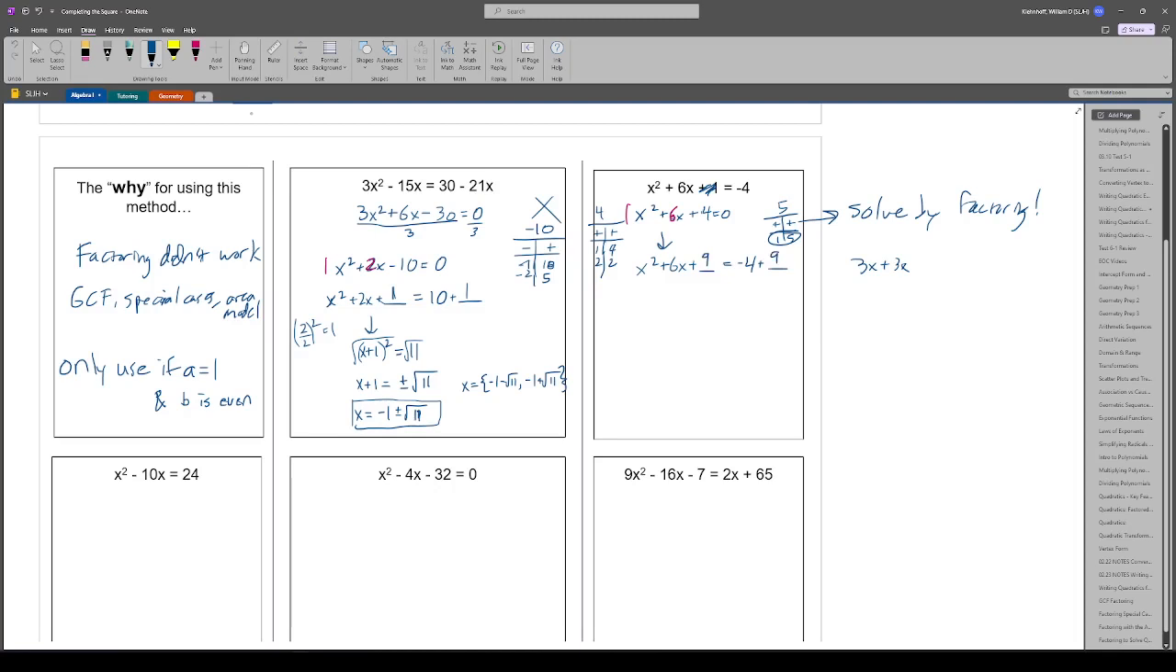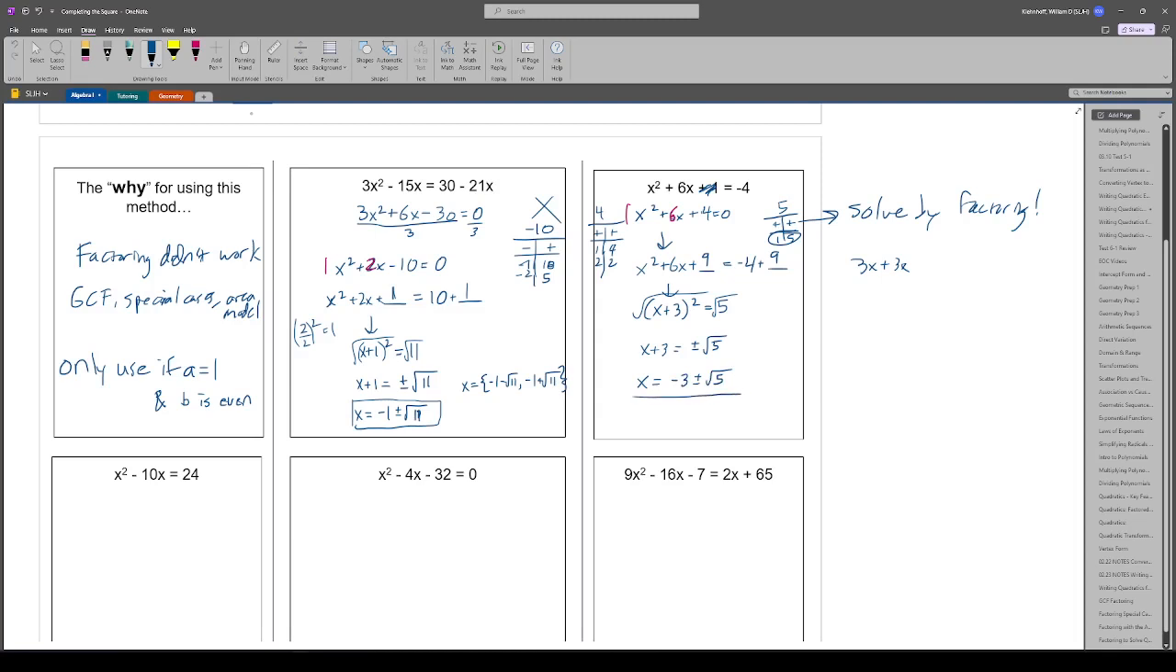So we add 9 to both sides, and then we condense our perfect square trinomial, or factor this as a perfect square trinomial, into x plus 3 squared equals negative 4 plus 9, which is 5. Square rooting both sides, I get x plus 3 equals plus or minus the square root of 5. Then last step, subtracting 3, I get negative 3 plus or minus root 5. And that's how I would leave my answer.